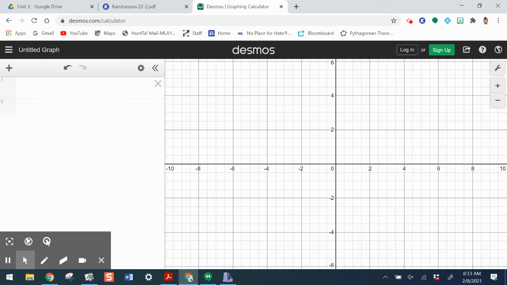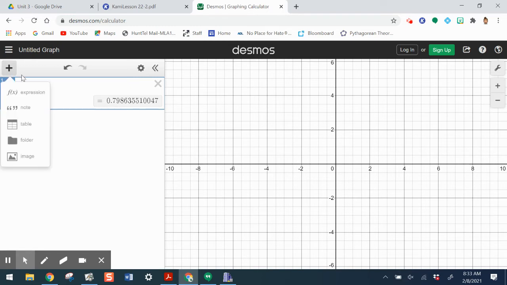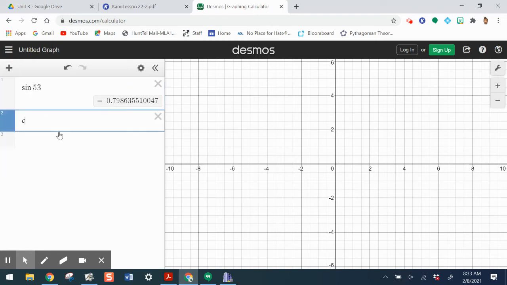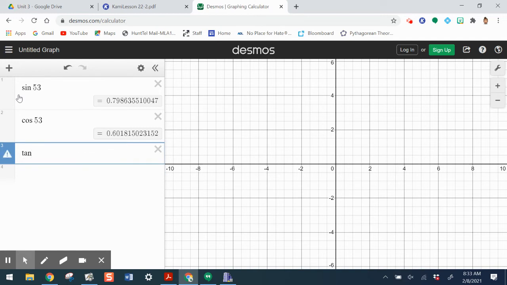So to use Desmos, we are going to simply type in sine, which we're not going to type in the E, just the SIN, of 53. And notice when we type in sine of 53, it gives us that same decimal approximation. I'm going to show you how to do cosine as well. Cosine of 53, there's that same decimal approximation. And last but not least, tangent, which we're just going to type in tan for tangent of 53, which again is 1.32.